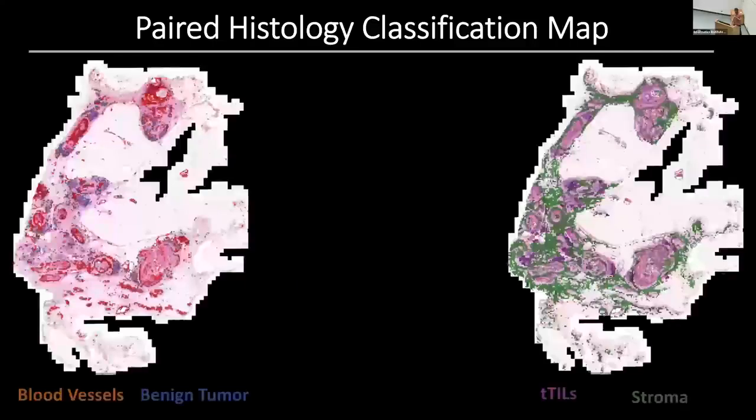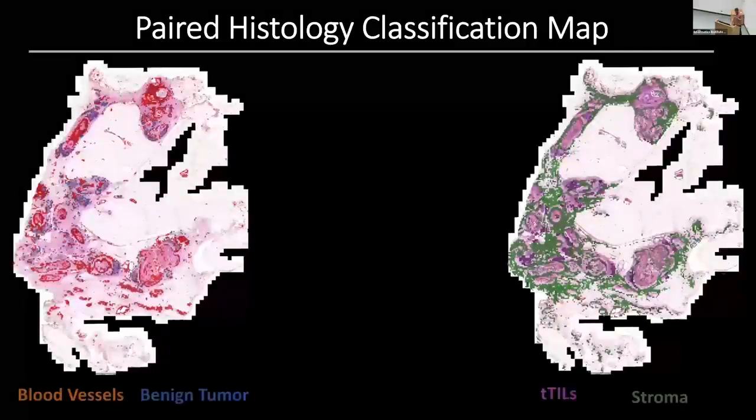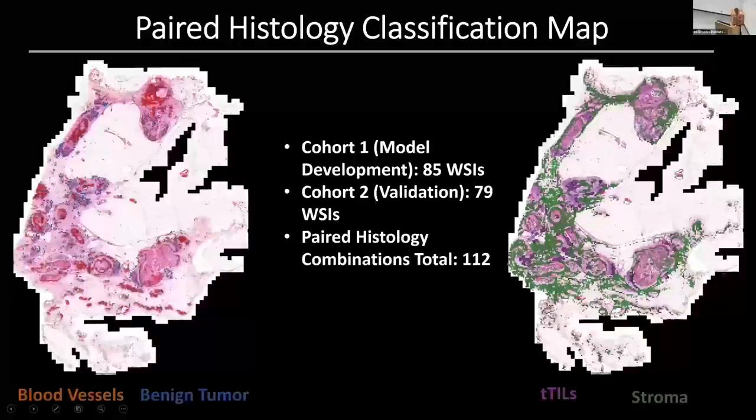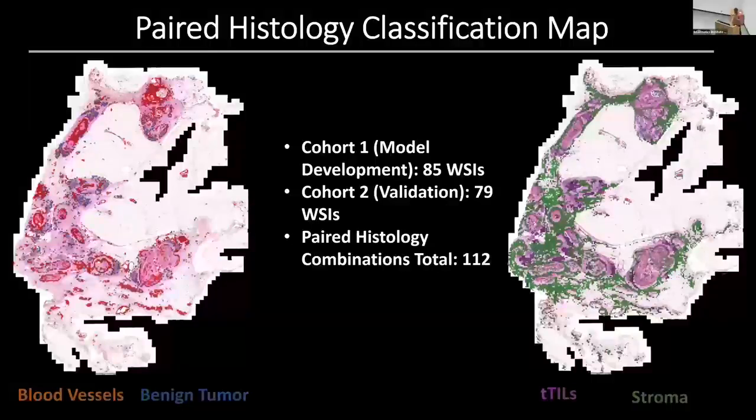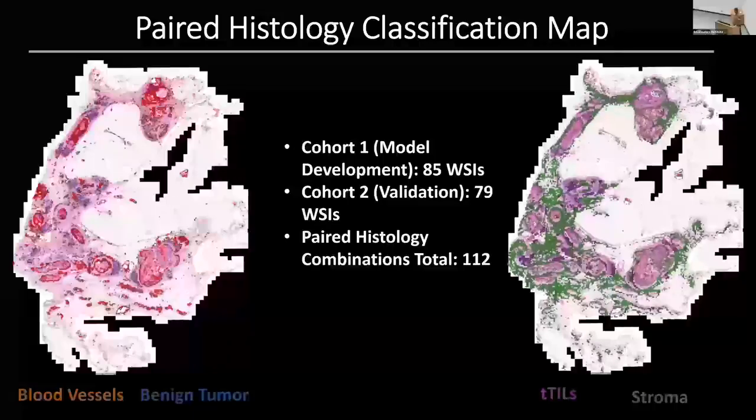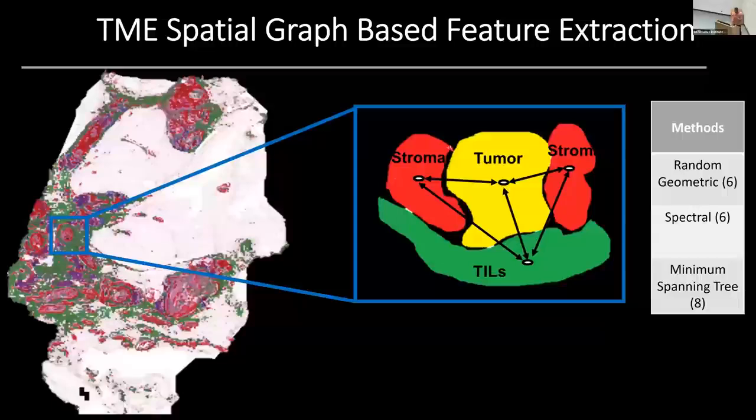And so we want to capture the tumor microenvironment, and the way we do that is by doing a pairwise combination of 2 different histology groups. And we have on the left here, blood vessel and benign tumor in this map. And on the right, we have tumor TILs and stroma TILs. And so in the first cohort, we had 85 whole slide images. In the second cohort, we had 79, and we had a total of 112 possible combinations. And so we're looking at the tumor microenvironment spatial graph-based features, and that's based off of pairwise comparison.